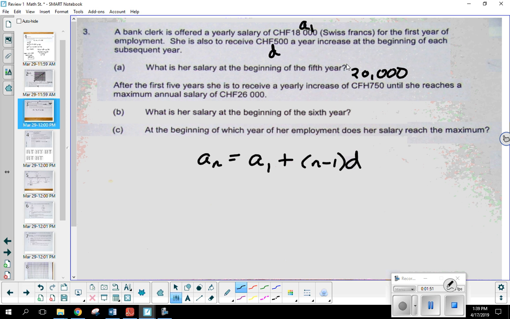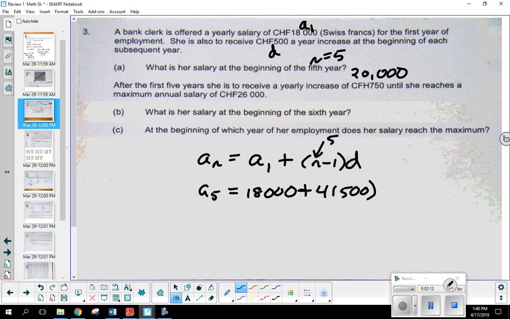So what's the value of n for question A? n would equal 5, because we're interested in knowing the salary at the beginning of the 5th year. So a sub 5 equals the first term, 18,000, plus, if I plug in 5 there, I'm going to take 4 and multiply it by the common difference of 500. So 18,000 plus 2,000, there's the 20,000 francs. Or Swiss francs, I'm sorry.